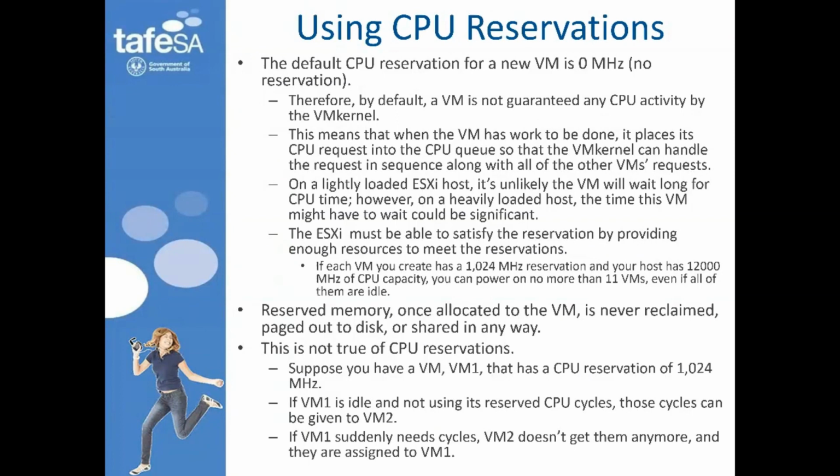The ESXi host must be able to satisfy the reservations by providing each VM enough resources to meet its reservation. If each VM has a 1 gigahertz reservation and your host has 12,000 megahertz, or 12 gigahertz, of CPU capacity, you cannot power on any more than 11. So you can't actually turn on any more after that point. You can't have reservations that you can't meet.